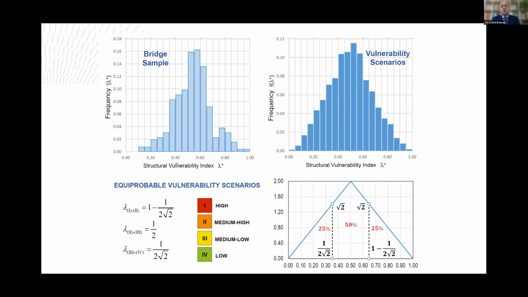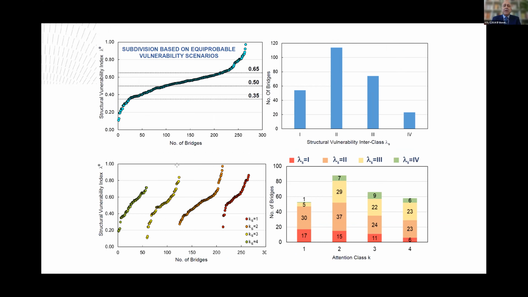So this distribution, as you can see, is well approximated by a triangular density function, which is used as a reference model to define the threshold as you can see in this diagram. So this will lead to obtain the distribution of structural tension class and structural vulnerability intra-class. Particularly, they are reported in the diagram bottom right.